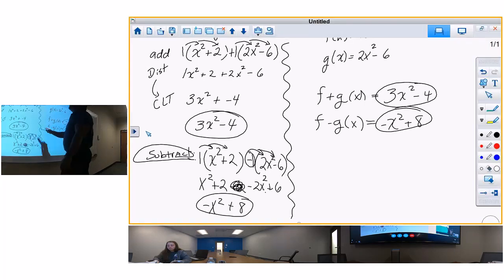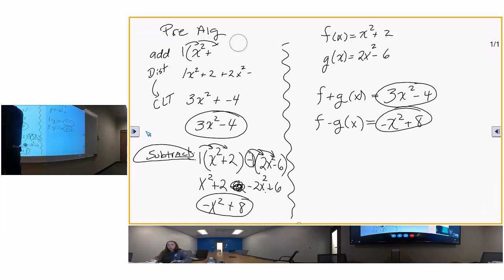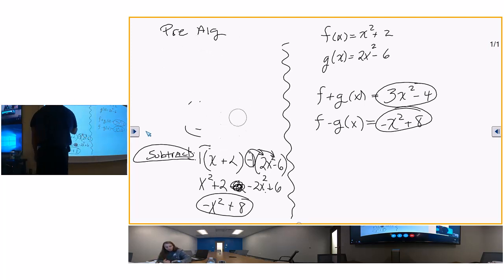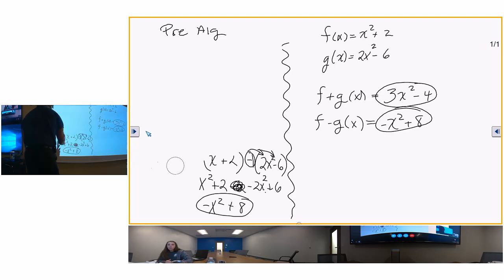So you went over here in pre-algebra or algebra 1, and you learned how to use the distributive law / FOIL method. Pronounce it however you like.